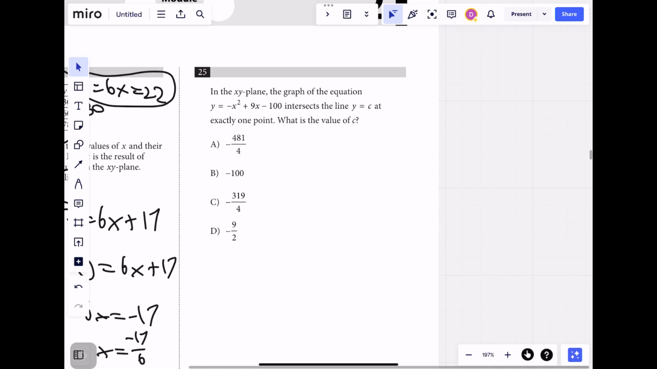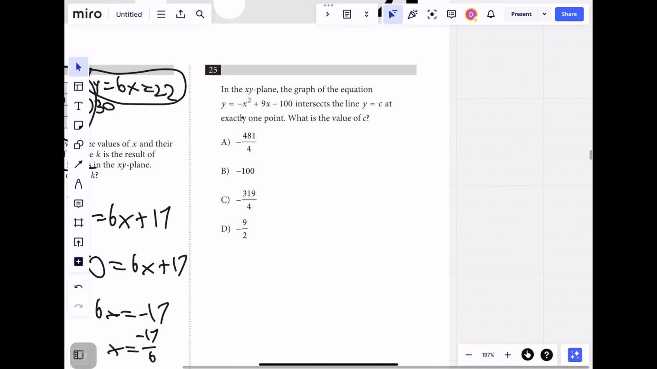In the xy plane, the graph of the equation y equals negative x squared plus 9x minus 100 intercepts the line y equals c at exactly 1 point. What is the value of c? Now, you can solve this with Desmos relatively easily, but I'm going to solve it algebraically.